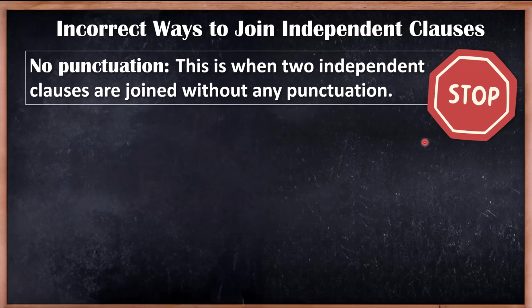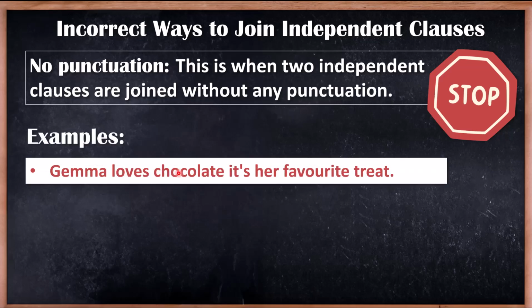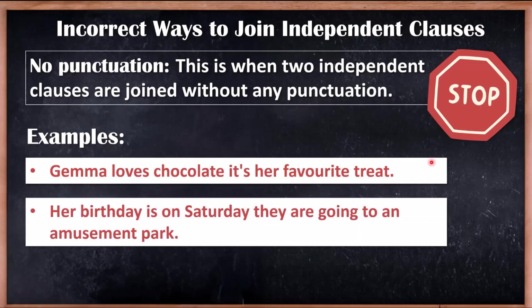First of all, no punctuation, which is what I showed you earlier. This is when two independent clauses are joined without any punctuation. For example, Gemma loves chocolate it's her favorite treat. We have no punctuation between these two independent clauses. So this is a run-on sentence and it is incorrect.